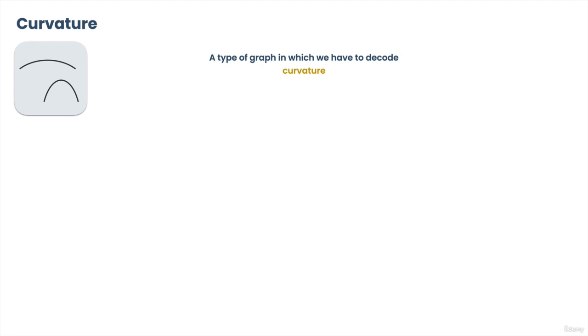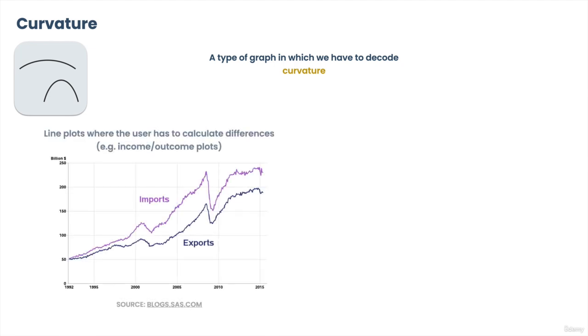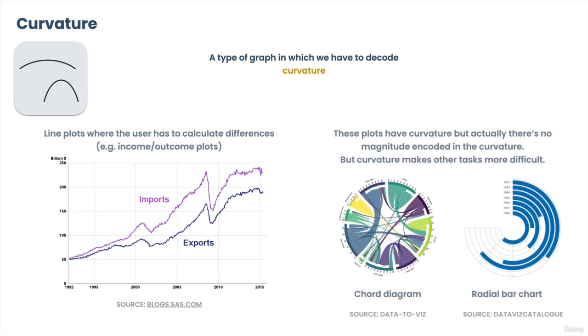If we look carefully, we will find examples of line plots in which a subtraction of the curves has to be done. Any line plots where the user has to calculate differences are dealing with curvature, even though it is hidden. But also there are some other graphs in which curvature is important even if it's not the primary task. For instance, the chord diagram or the radial bar chart.